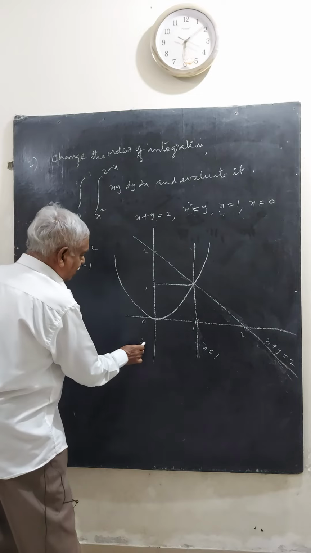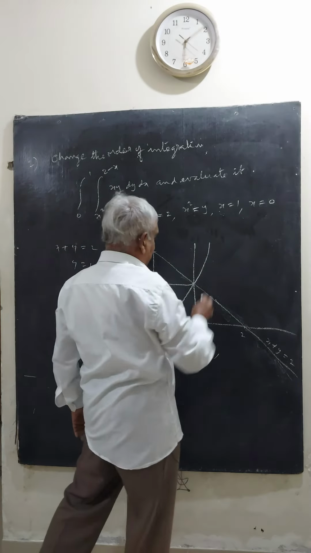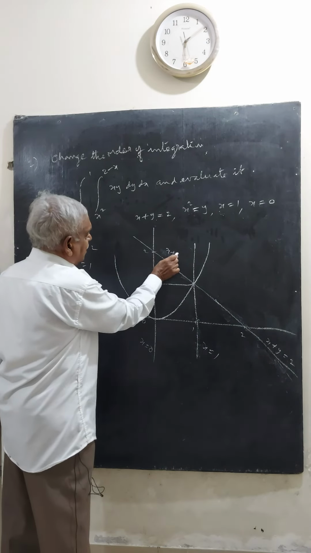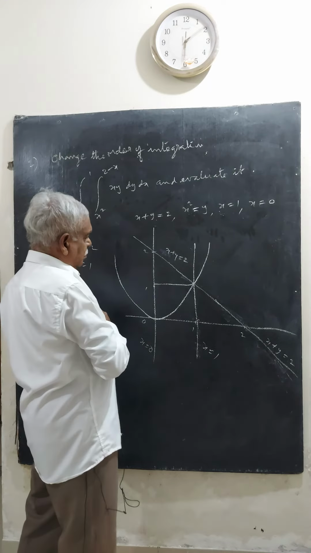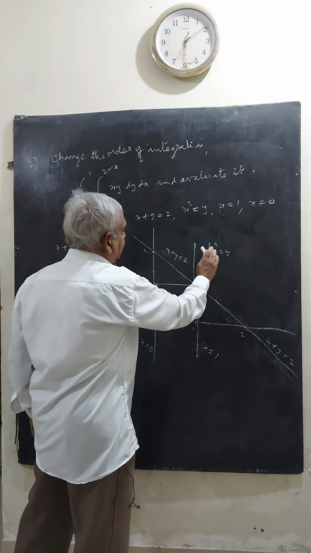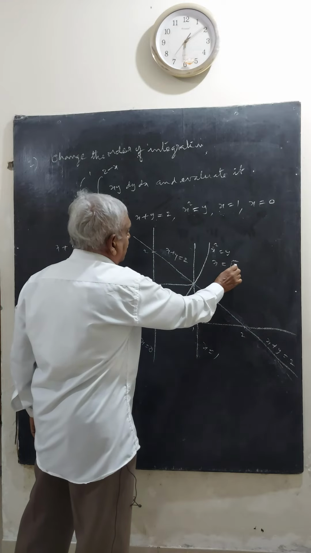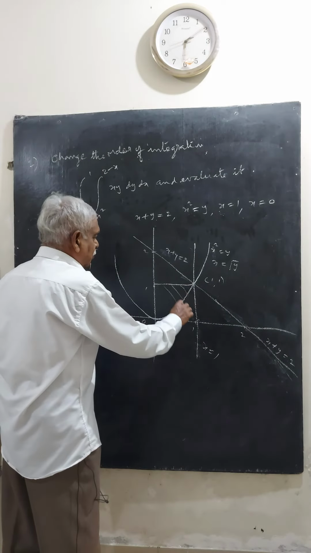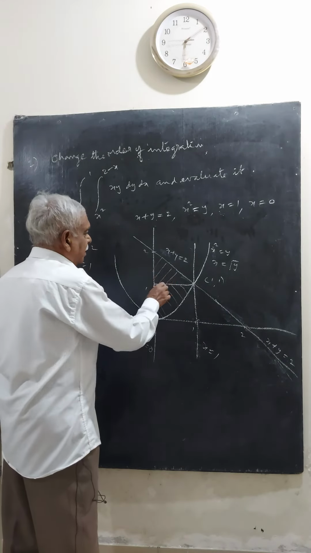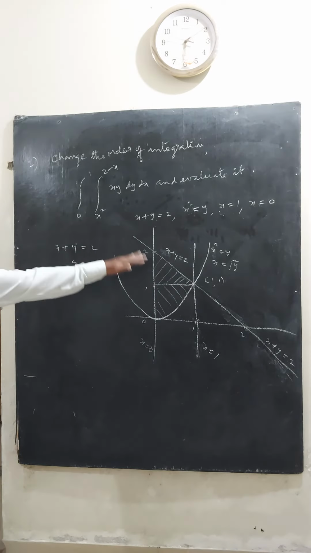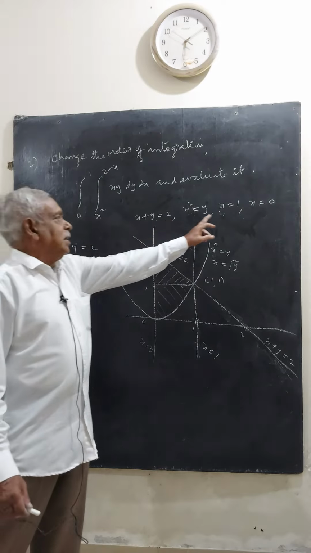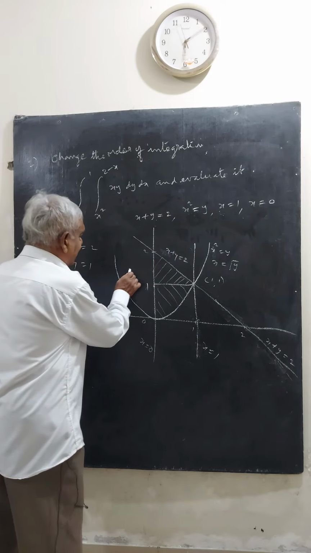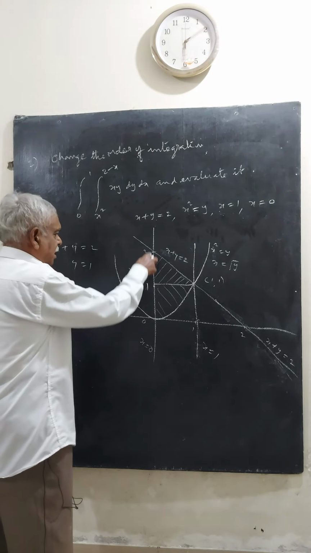The equation of the y axis is x equal to 0. This line is x equal to 1. This is x plus y equal to 2. This is the parabola x squared equal to y, x equal to root of y. The point is 1, 1. This is the required shape of the parabola. Shade the required region formed by these 4 curves. x equal to 0 is the equation of the y axis.